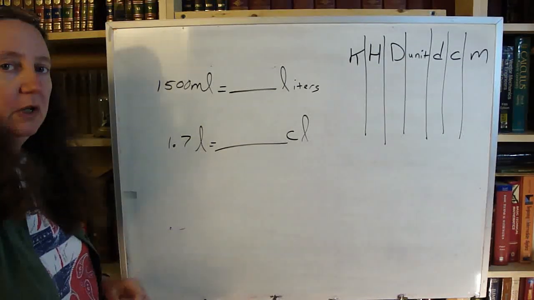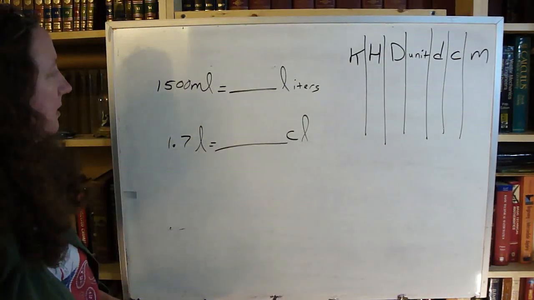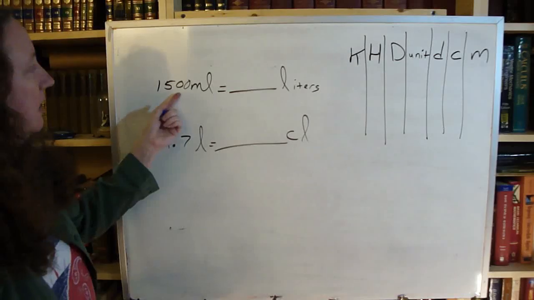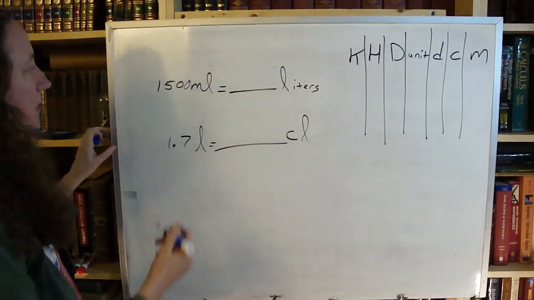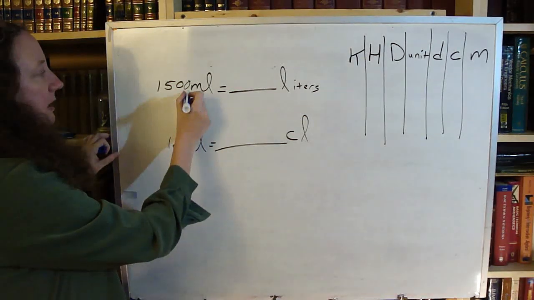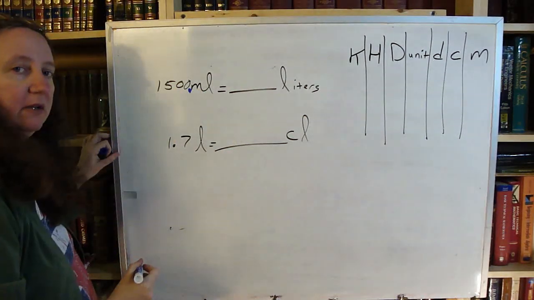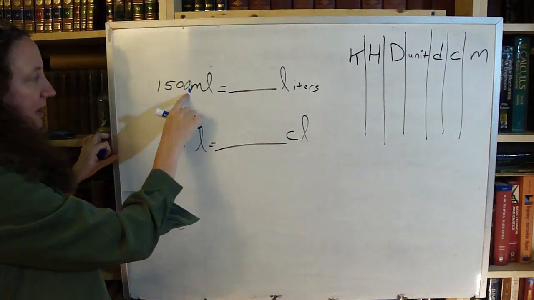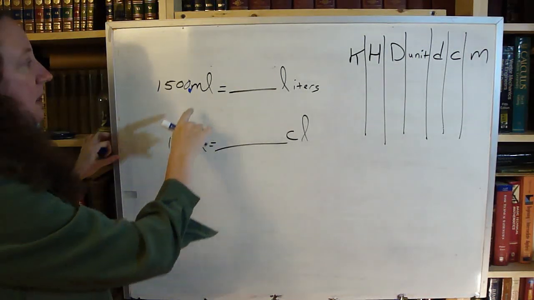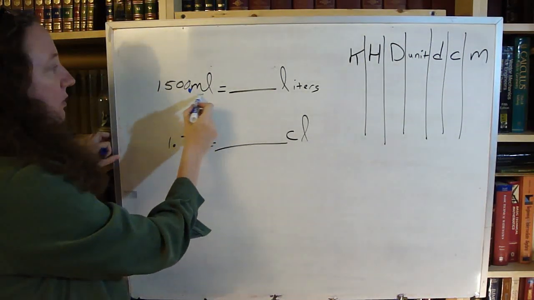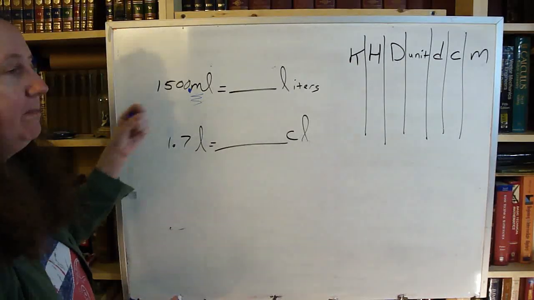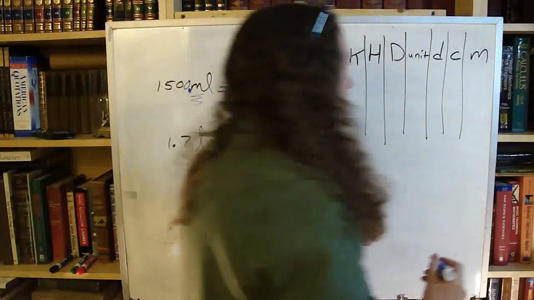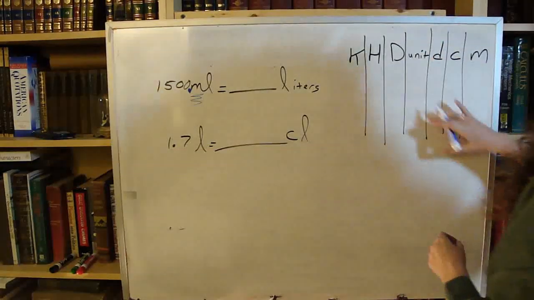Converting metric units. I want to go from milliliters to liters. First thing I need to do is find where is my decimal point. It's at the end of the number. Next thing I need to do is what unit am I starting with? Starting with milliliters. So I come over to my table.